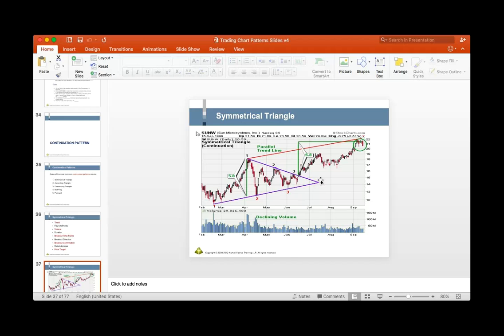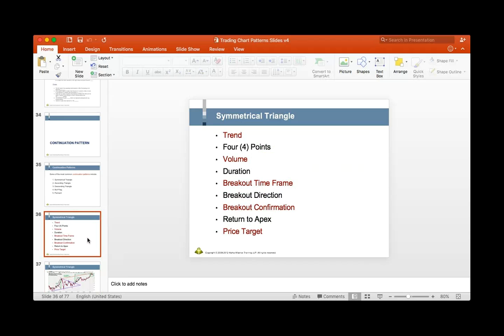If it breaks out at the apex, what it means to you is actually that it's going to be weak. About two-thirds of the way along, it will break out already. So this is something to take note of also: the earlier you break out, the stronger the triangle. Breakout direction: remember, prior trend is up, next slightly up.